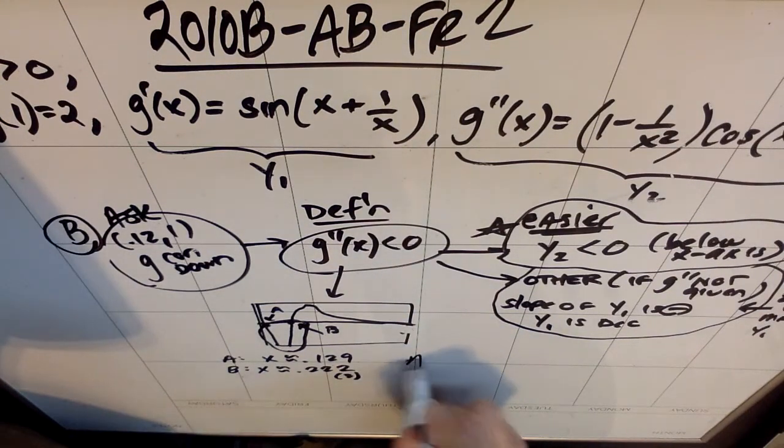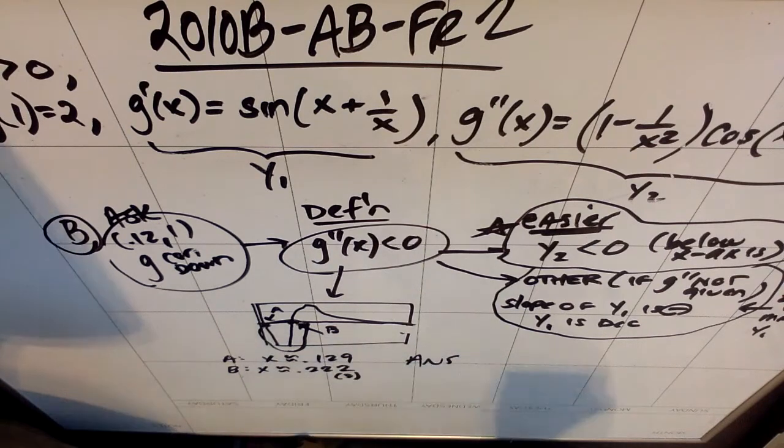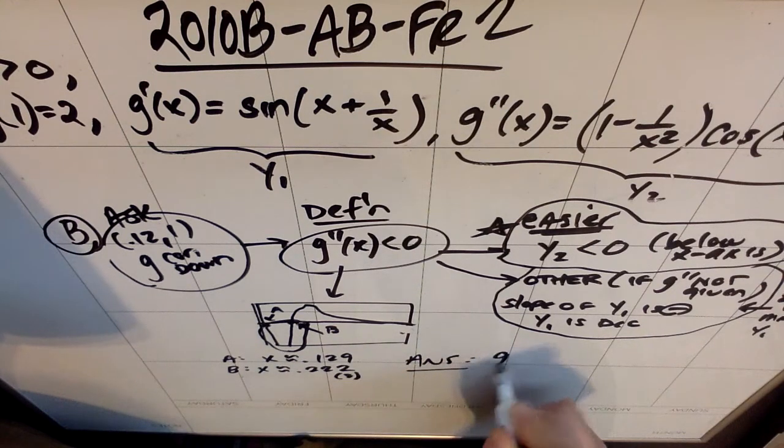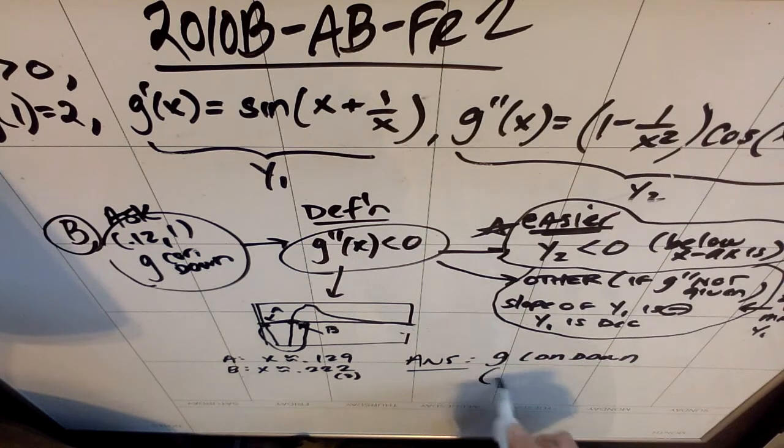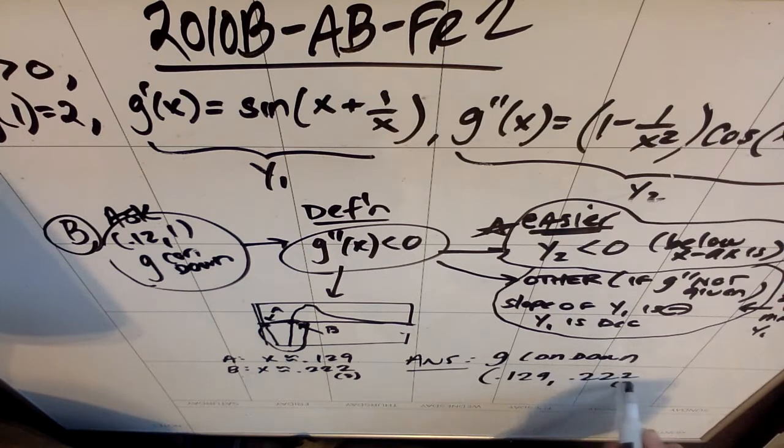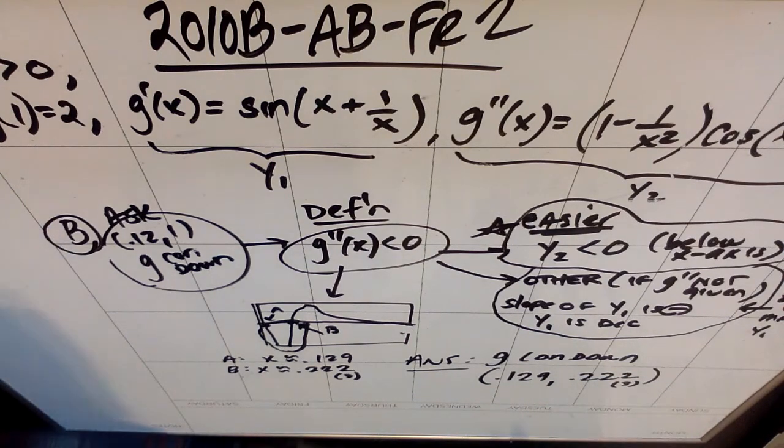So then my answer is the interval between this A to B. My answer is that g is concave down on the window from 0.129 to 0.222, or that could be a 3, depending on if you round or truncate. Okay, that's my answer. If you like parenthetical, like I do, that's great. If you don't, you could do it as inequality form like this. Either of those is fine. Okay, so that's B.